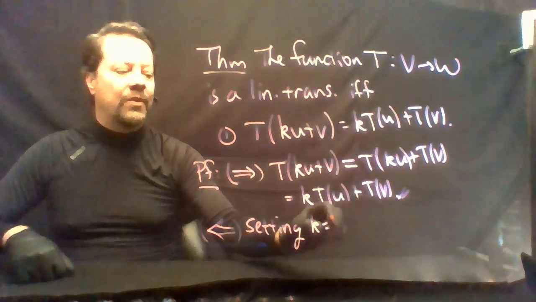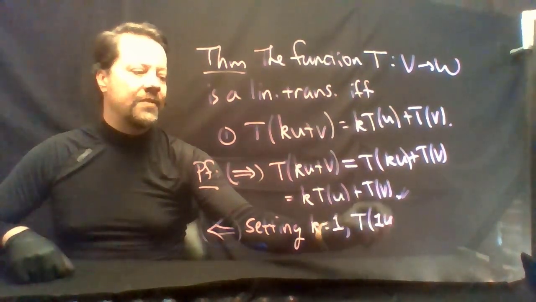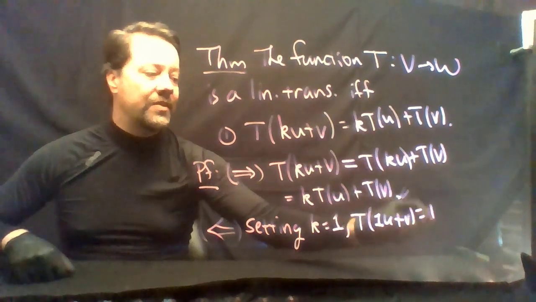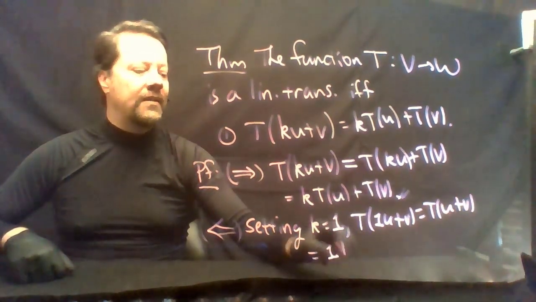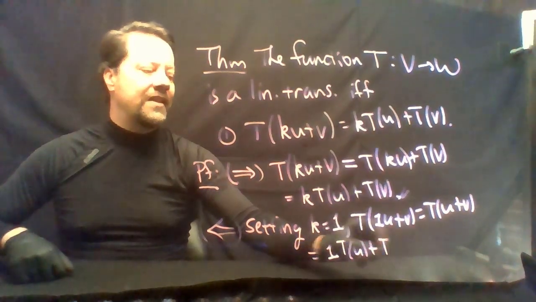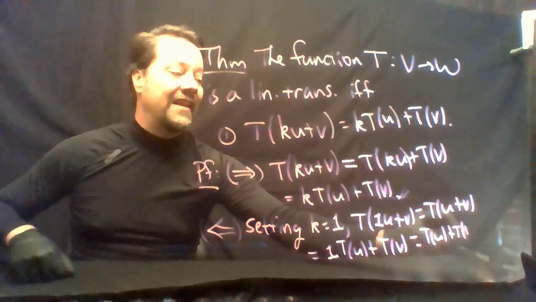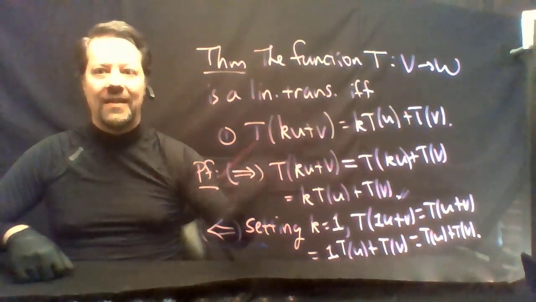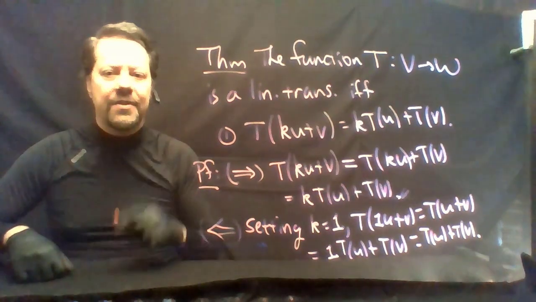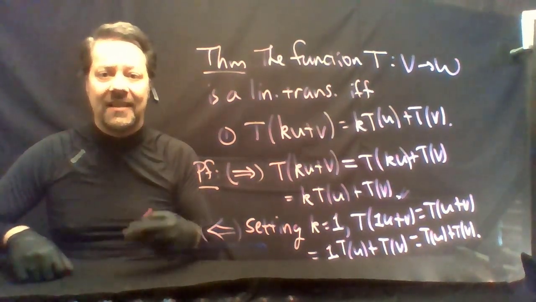Setting K equal to 1, we have T of 1 times U plus V, which is T of U plus V, is 1 times T of U plus T of V, which is T of U plus T of V. So if you satisfy this one property, if you just set K equal to 1, then it will satisfy the first property of linearity. We need merely check that it satisfies the second.